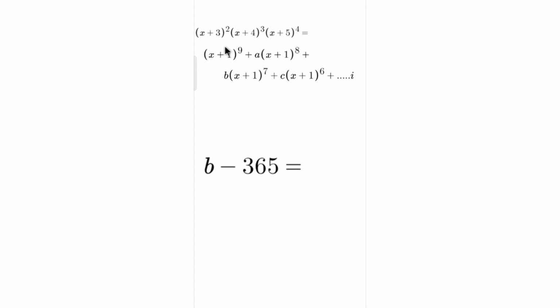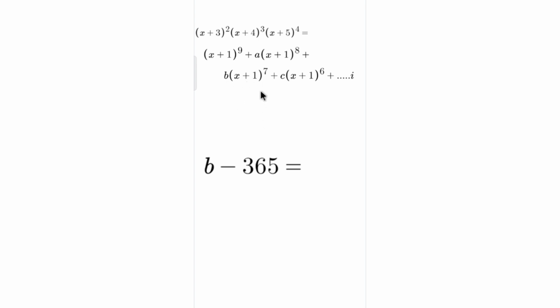So this is the problem. The question is: (x plus 3) whole square into (x plus 4) whole cube into (x plus 5) whole power 4 is equal to (x plus 1) whole power 9 plus a into (x plus 1) whole power 8 plus b into (x plus 1) whole power 7 plus c into (x plus 1) whole power 6 plus so on, up to i into (x plus 1) whole power 0. This equation is given to us, and they asked us to find the value of b minus 365.